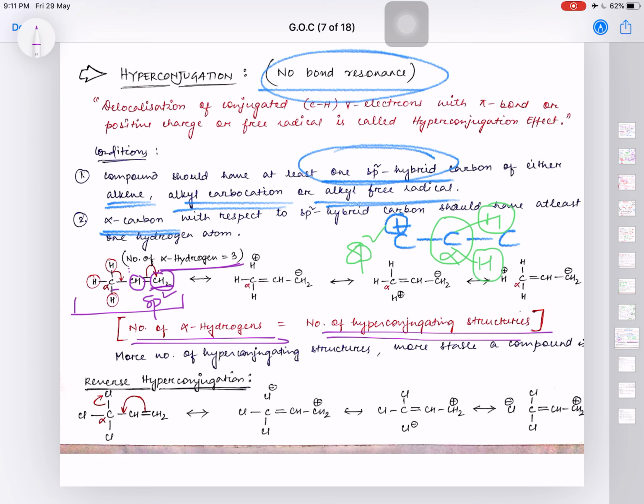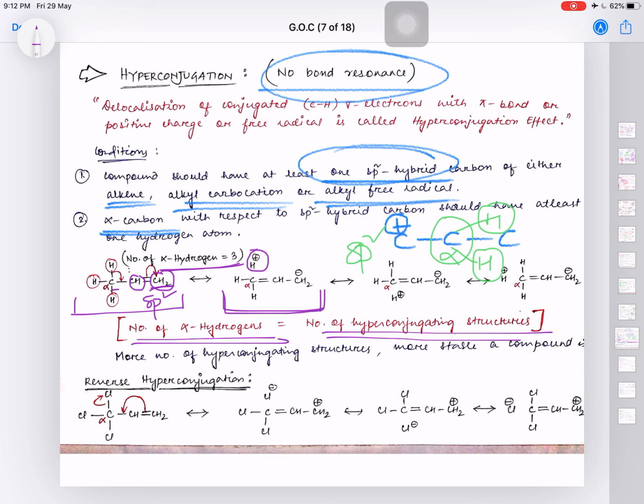To balance the plus charge, the sigma electrons of this carbon-hydrogen bond will now be donated. One carbon-hydrogen sigma bond is there, no? That bond will donate electrons to balance the plus charge on the central carbon. So you will get this structure, with an H plus ion floating around. This structure is called your hyperconjugating structure.